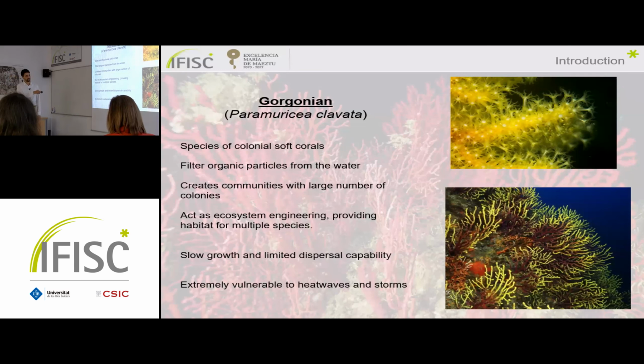Until they create these very densely populated communities of corals that can have up to, I don't know, 30 colonies per square meter or something like that. So they're highly populated. Well, they act as an ecosystem engineer. They provide habitat for multiple species. They have very slow growth, also like 1 centimeter per year, more or less, in the case of the colony. And they reproduce very slowly sexually also. And they have also very limited dispersal capability.